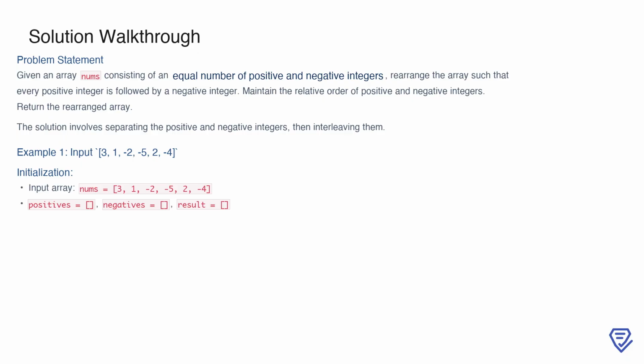For instance, consider the input array 3, 1, -2, -5, 2, -4. We start by initializing three empty lists: positives to hold the positive numbers, negatives to hold the negative numbers, and result to store the rearranged array. Let's break this process down step by step.